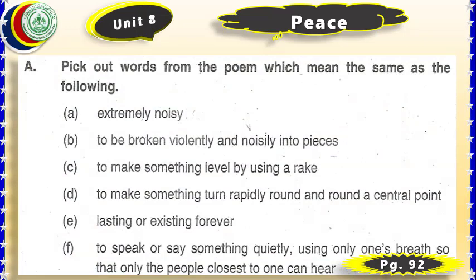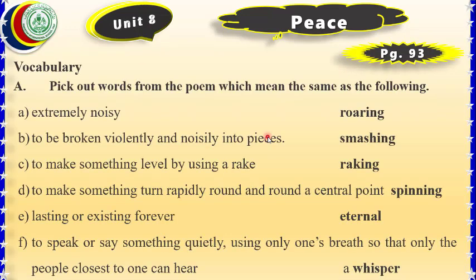After this, there is an exercise. We are set to pick out words from the poem which mean the same as the following. Extremely noisy. What is the word used in the poem? That is roaring. We shall do this exercise. For extremely noisy, what is used? Roaring. To be broken violently, smashing. To make something level, raking. To make something turn rapidly, spinning. Lasting or existing forever, eternal. To speak or say something quietly, whisper.